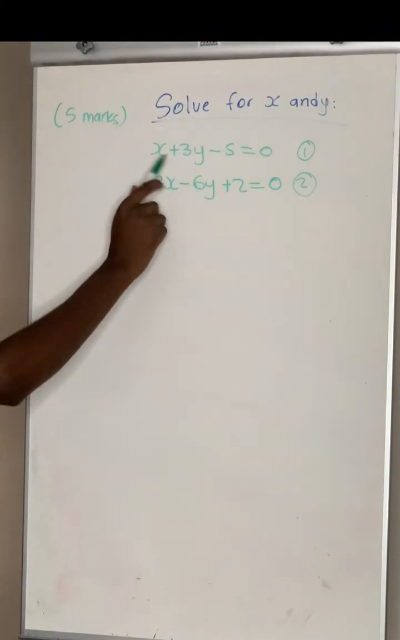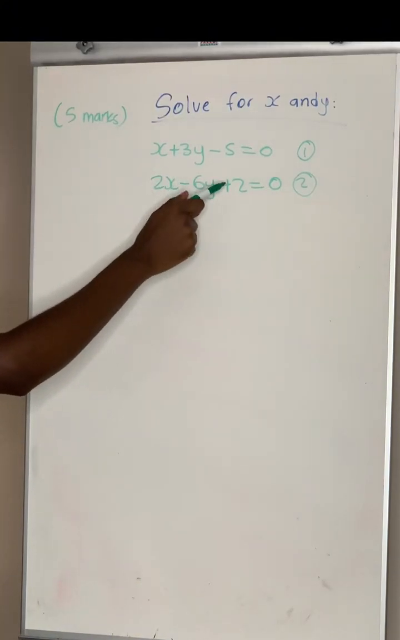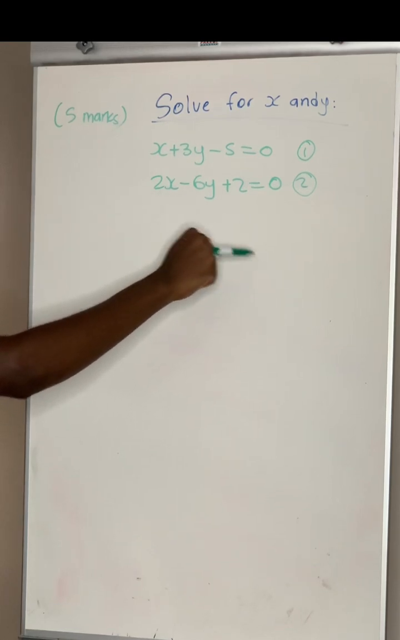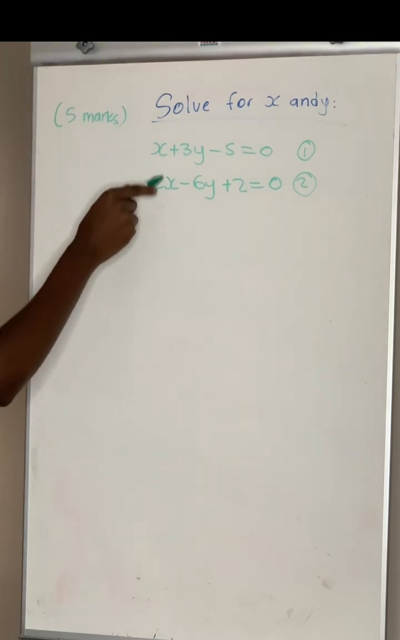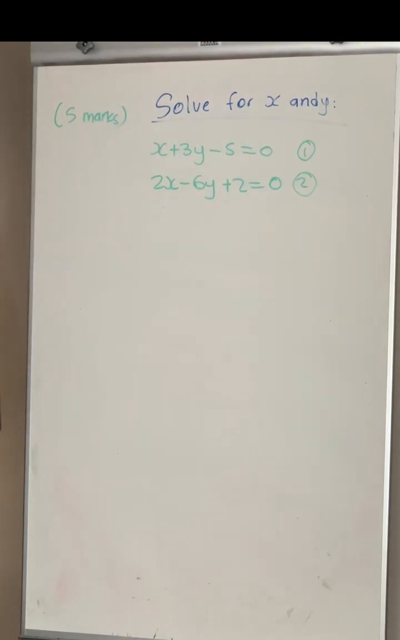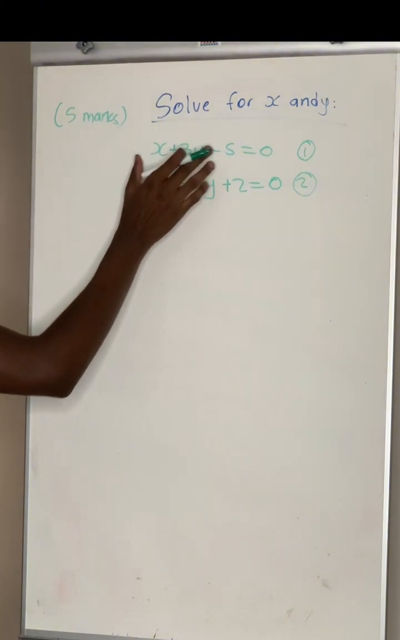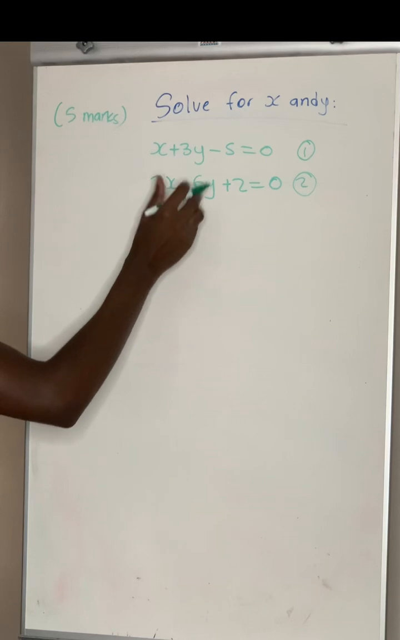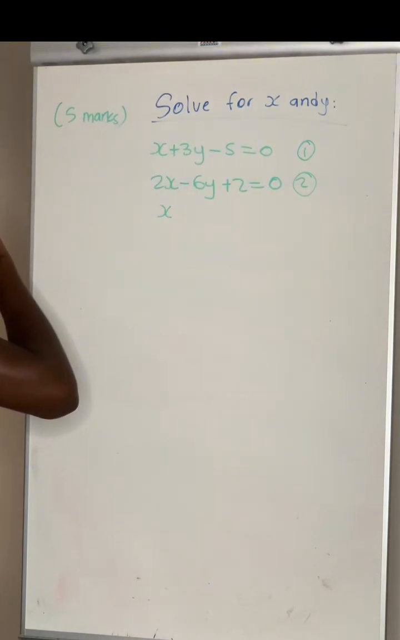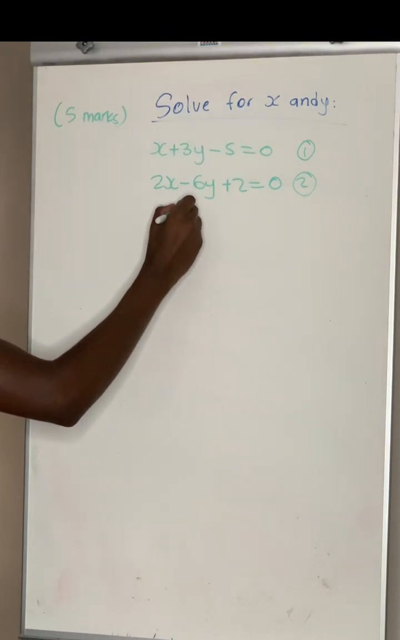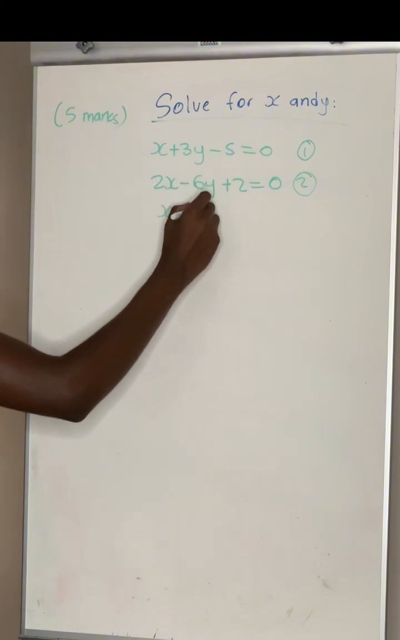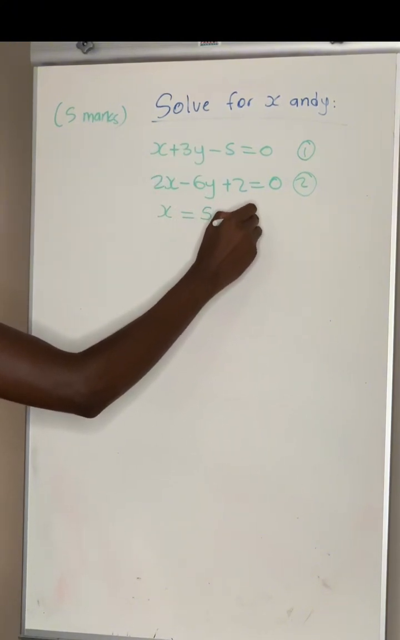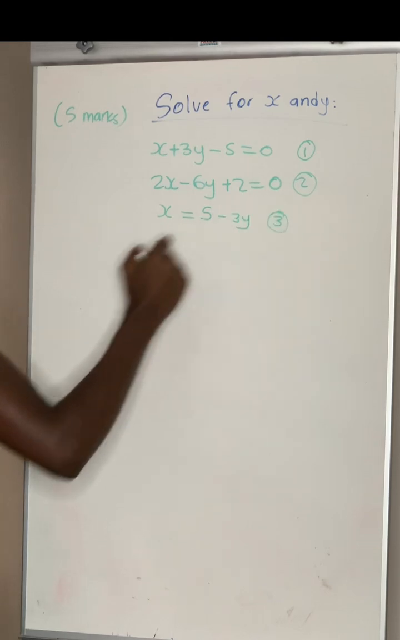So let's solve for x and y for 5 marks. x plus 3y minus 5 is equal to 0. 2x minus 6y plus 2 is equal to 0. And when looking at these two, equation 1 looks a bit simpler. So let's just make equation 3 from this one. Let's let x be the subject of the equation or formula. Okay, so it's going to be x is equal to negative 5 is going to be positive 5. 3y is going to be negative 3y. So this is equation 3.